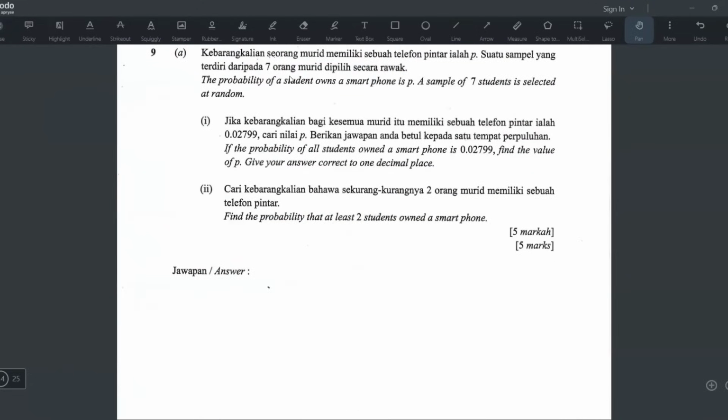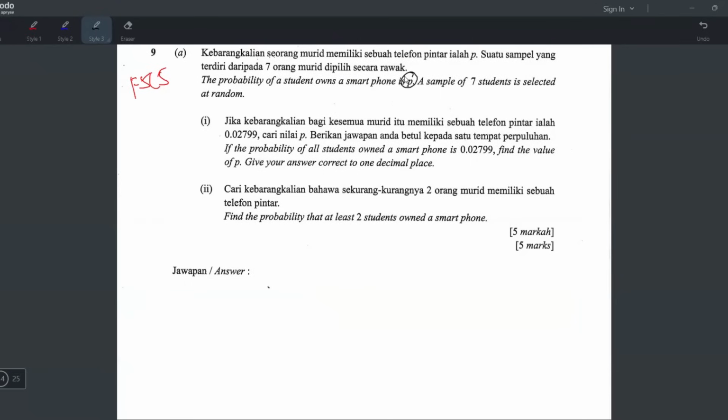Okay, let's do number 9. What chapter is this? Probability at least. Okay, this one is from Chapter 5. It's called probability distribution, or taburan kebarangkalian in BM. Okay, the probability of a student owns a smartphone is P.